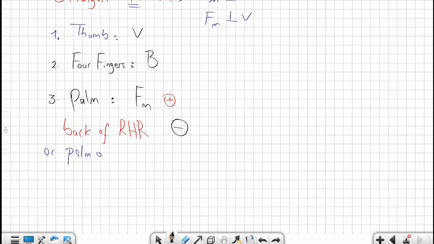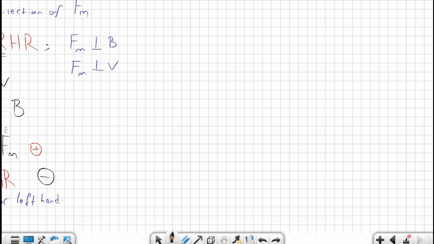Yes, you can use the palm of your left hand for the negative charge. Let's have a magnetic field that is into the page, and a positive charge that is moving up the page. The magnetic field is into the page, which will be our four fingers. So our four fingers will be into the page, and our thumb will be up the page, which is the velocity. Automatically, our palm will face the left side, which is the magnetic force.